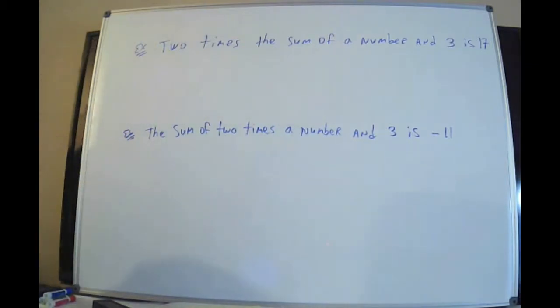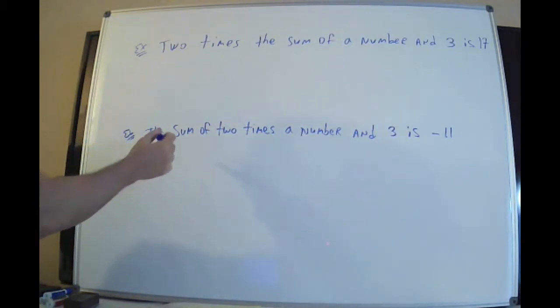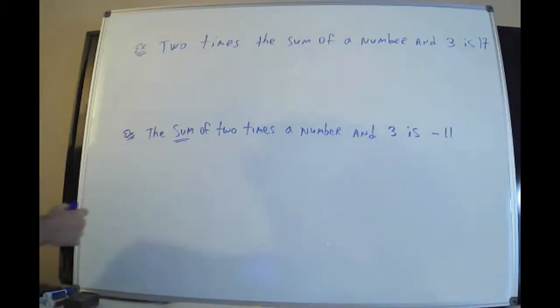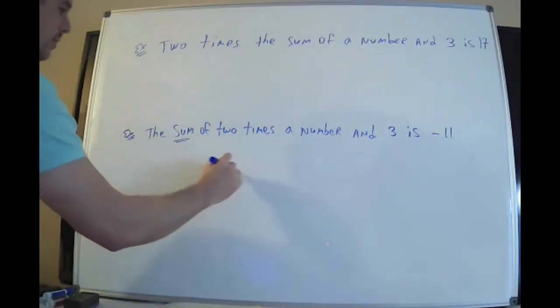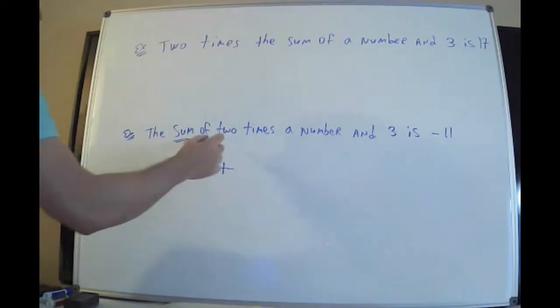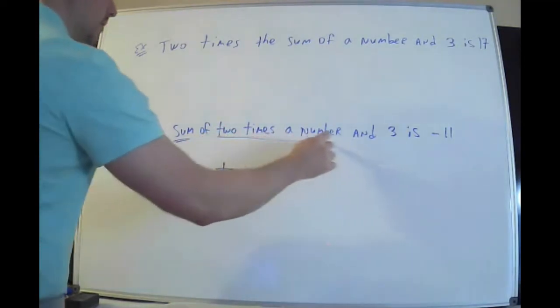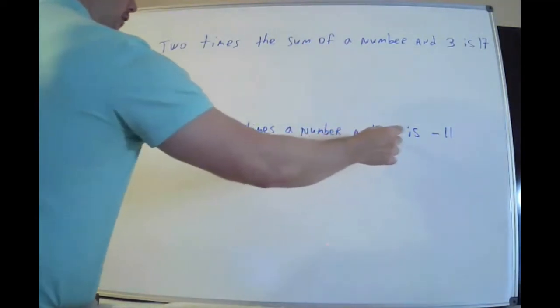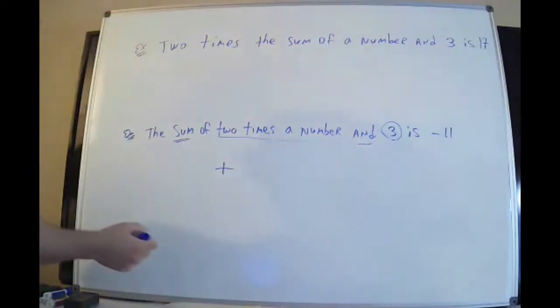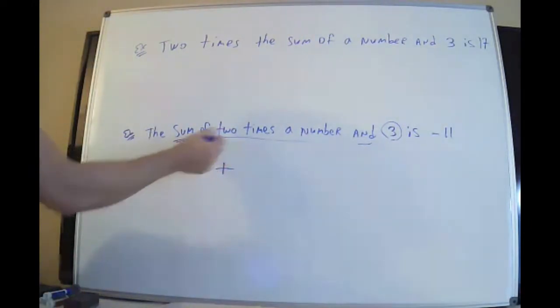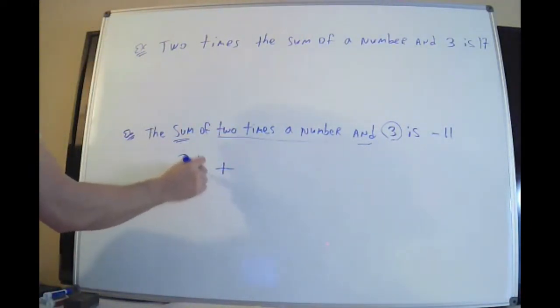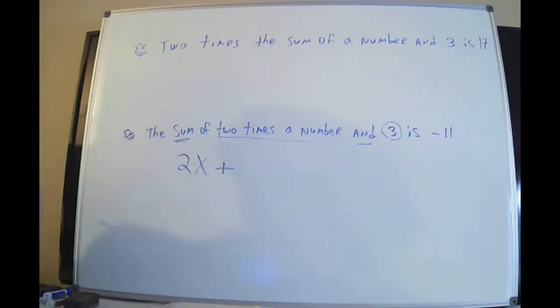Now, when you read them quick, you might think to yourself that they say exactly the same thing, but they don't. Now, the bottom one says the sum of. So obviously sum means plus. The sum of what? Well, the sum of 2 times the number and 3. So I need the sum of 2 times the number. Well, how do you write 2 times the number? You can just write 2x, right? You don't need to put a multiplication sign there. And 3.